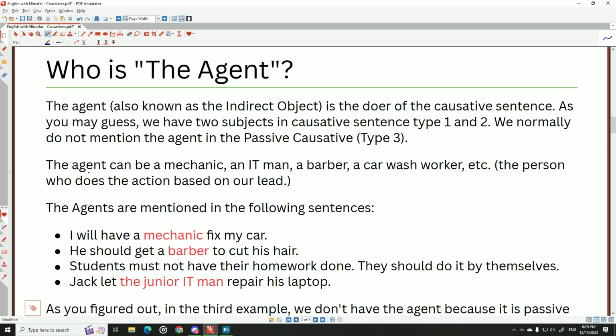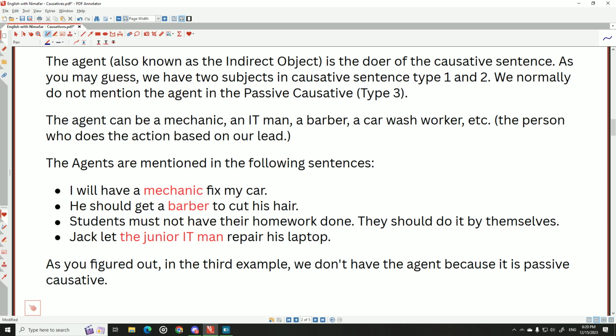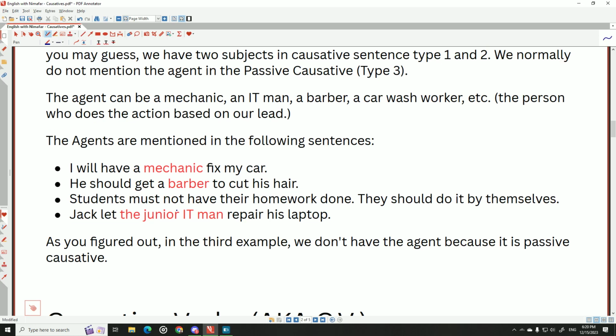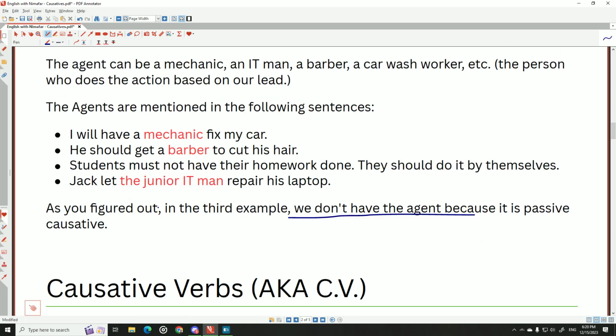The agent can be a mechanic, an IT man, a barber, a car wash worker, whatever. The person who does the action based on your lead. You tell them to fix your car, so they do. The agents, for example, in red: I will have a mechanic fix my car. He should get a barber to cut his hair. Students must not have their homework done. They should do it by themselves. There is the agent. In the third example, we don't have the agent because it's passive causative. And Jack let the junior IT man repair his laptop.